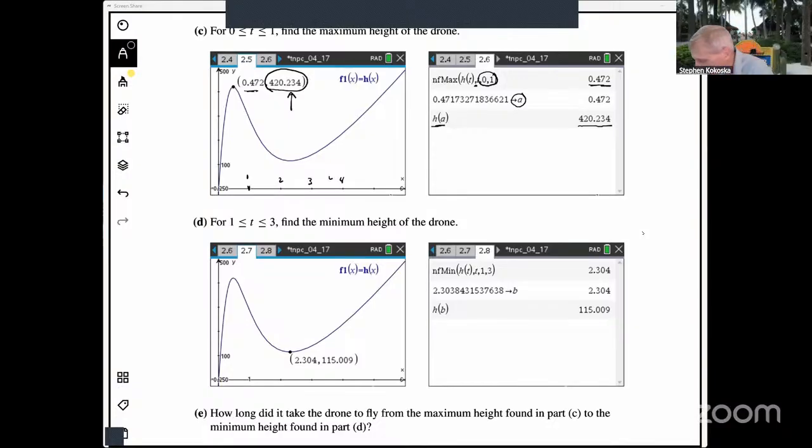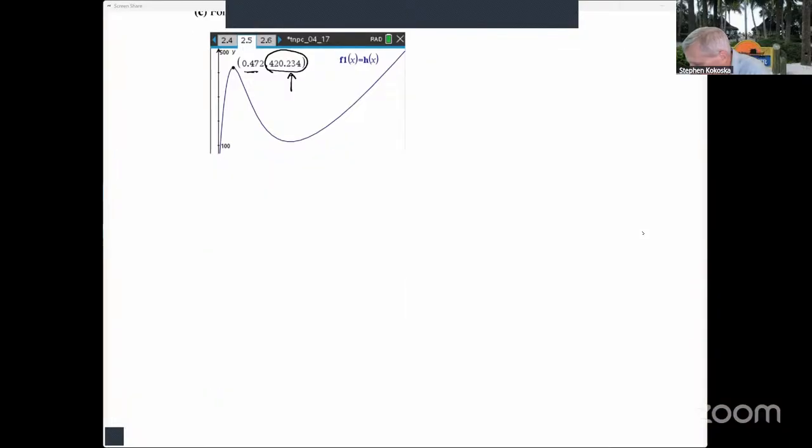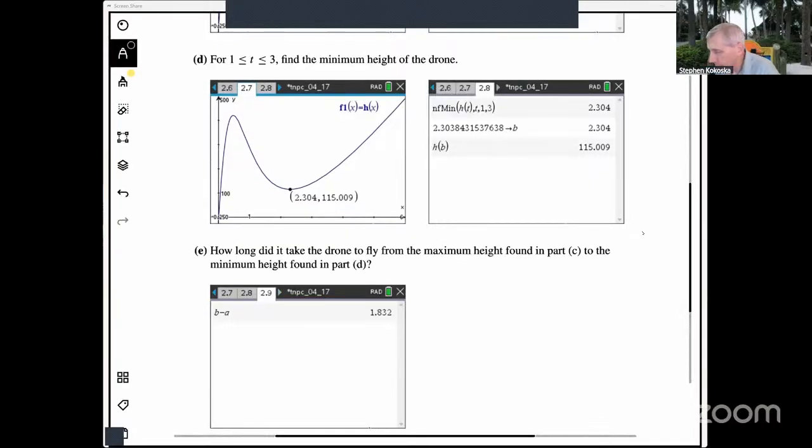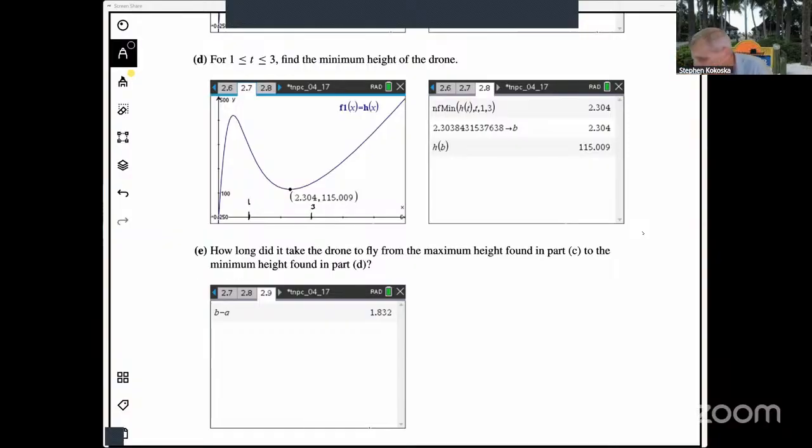Well, let's do something similar here in part D. Let's find the minimum height of the drone for t between 1 and 3. Here's 1, and 1, 2, 3. Here it is over here. I can see by looking at the graph that there is some minimum height that the drone attains between those two values. So again, on the graph screen, there's a built-in function to find a minimum between two values. I did that.